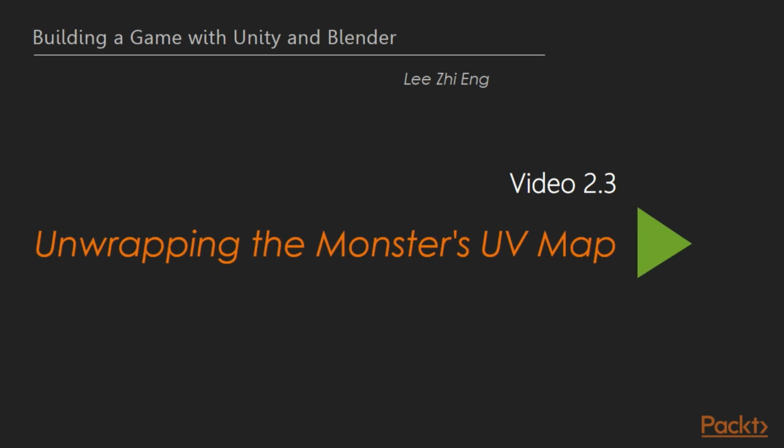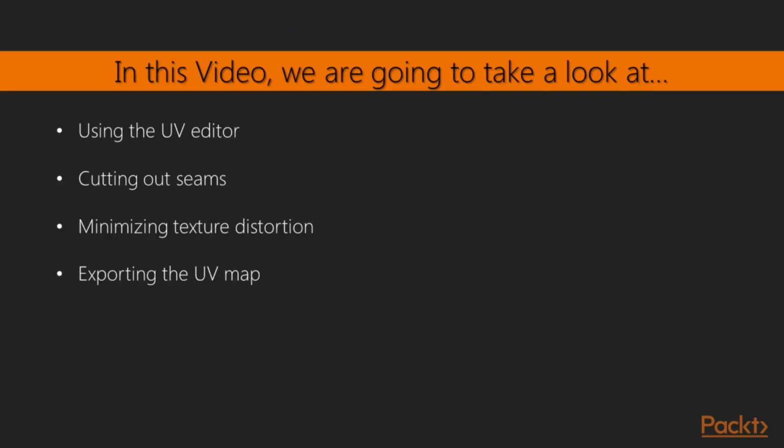Hi viewer, we are now going to look at the next video, unwrapping the monster's UV map. In the previous video, we learned how to create the monster's 3D model. In this video, we are going to start off by using the UV editor. Then, we will be cutting out the seams and minimizing the texture distortion. Finally, we will be exporting the UV map.